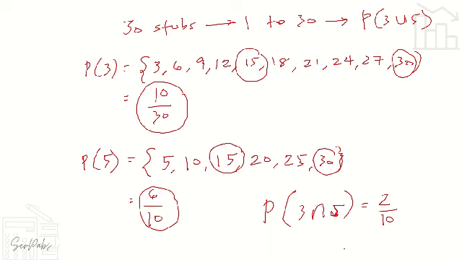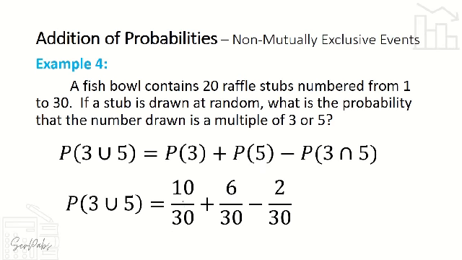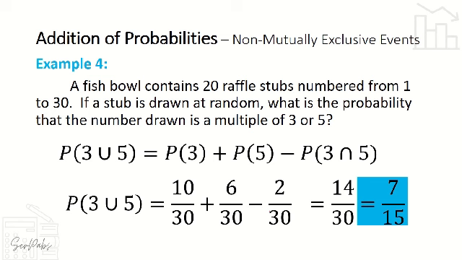Okay, so 2/30. So, let's go back here. We have 10/30 for the probability of a multiple of 3, 6/30 for the probability of a multiple of 5, and 2/30 for the intersection of their probability. So, 10 plus 6 is 16 minus 2, that is 14. So, 14/30. Then, i-lowest term natin. Both numbers are divisible by 2. 14 divided by 2 is 7, 30 divided by 2 is 15. Therefore, the probability is 7 over 15.